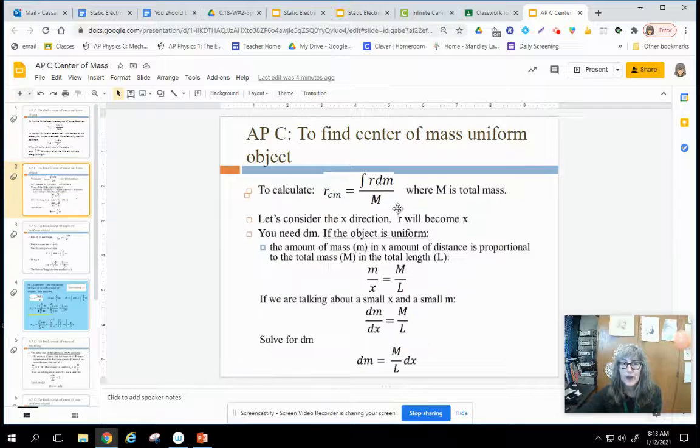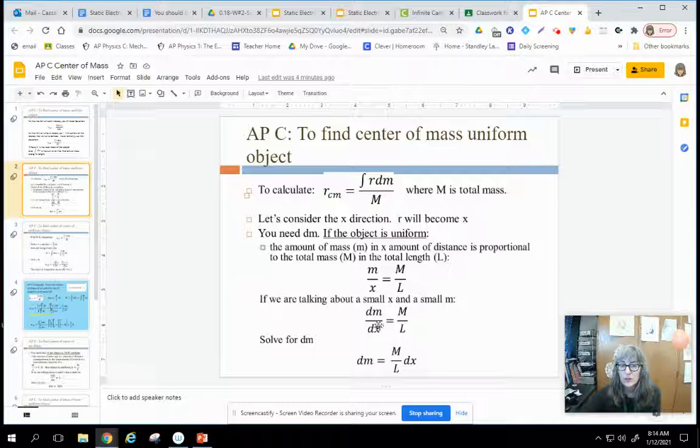So here we go. To calculate this, we're going to say that it's in the x direction, so we're going to change all our r's to x's just to make life a little bit better. So you need dm, so that's the issue. Just like the changing mass thing that we did yesterday, we're going to set up a proportion. So the amount of mass, little m, in x amount of distance, so m over x, is proportional to the total mass and the total length. Just like we did yesterday, except it was y. That's the only difference. But now we're talking about a small dx and a small dm.